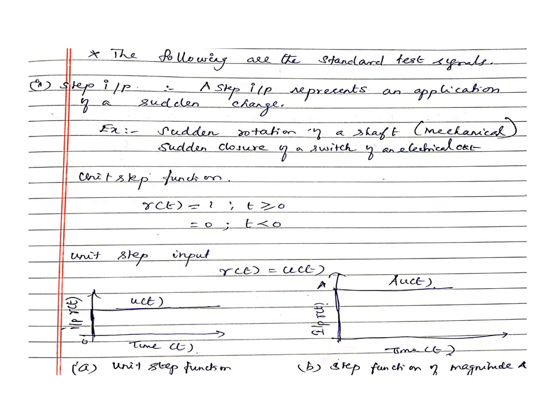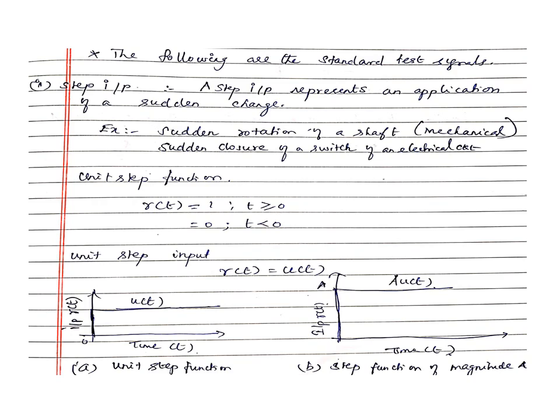So what are the standard test signals? Step input. A step input represents an application of a sudden change. An example is sudden rotation of a shaft, which is a mechanical example, and sudden closure of a switch in an electrical circuit. Generally, these test signals are defined first as a step input or any test signal having a magnitude of A. Okay, then we will define a unit step or unit test signal. Okay, this is the general notation for discussing the test signals.